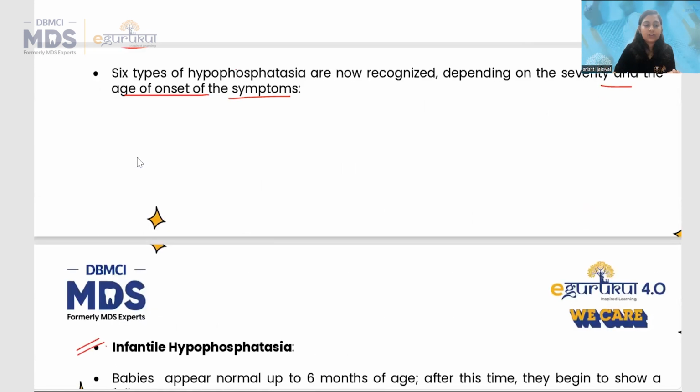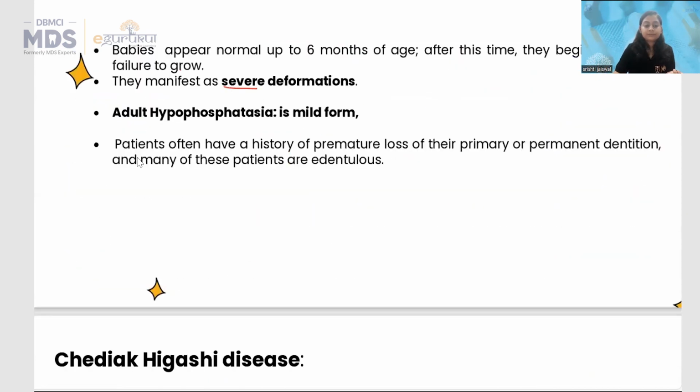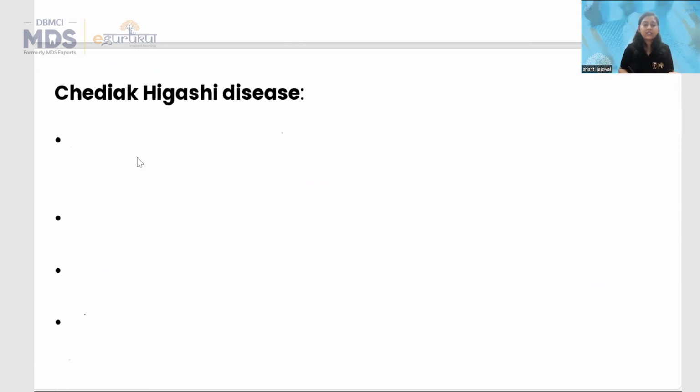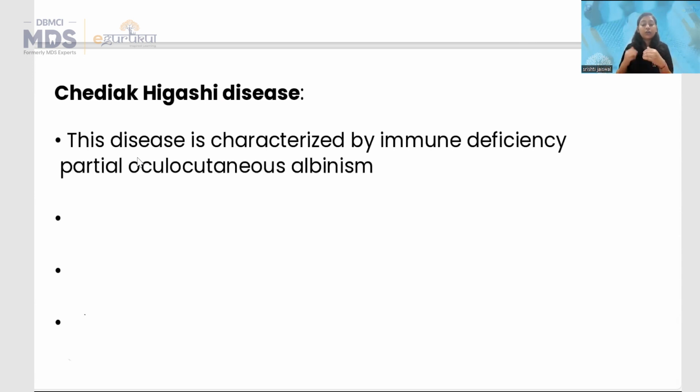Now, coming to our next option, that is Chediak-Higashi syndrome. This disease is characterized by immune deficiency. That is, here the patient is immunocompromised. So, what do we see in this immunocompromised patient? Oculocutaneous albinism, that is involvement of the eye, the cutaneous, that is the skin, and the albinism. So, patients here present with easy bruisability.